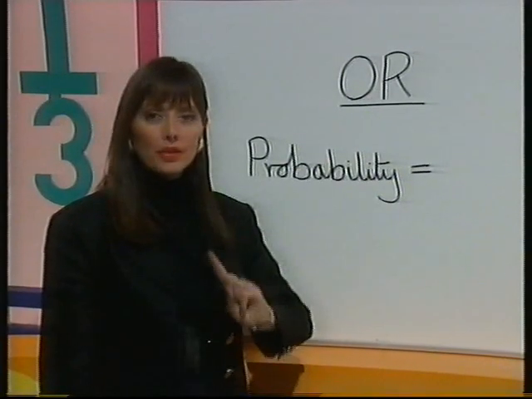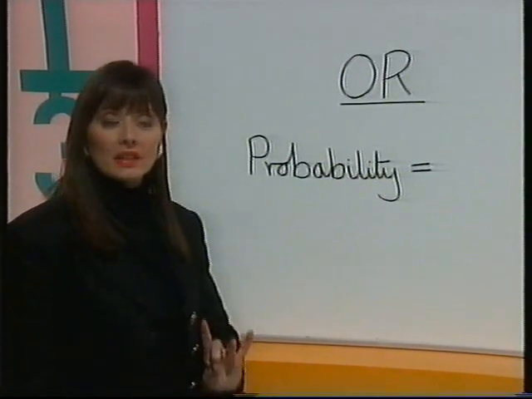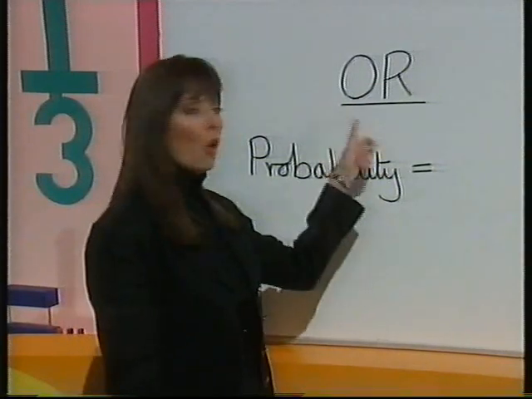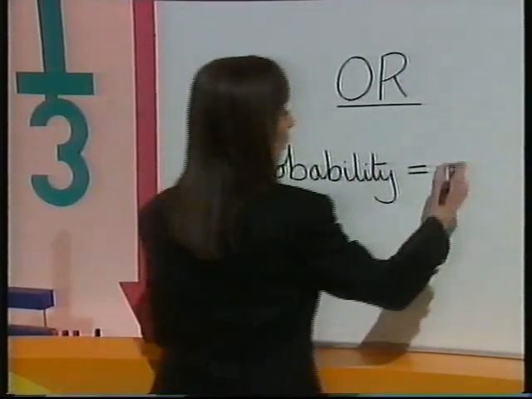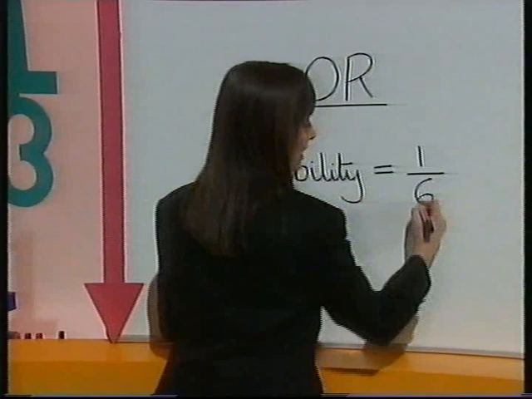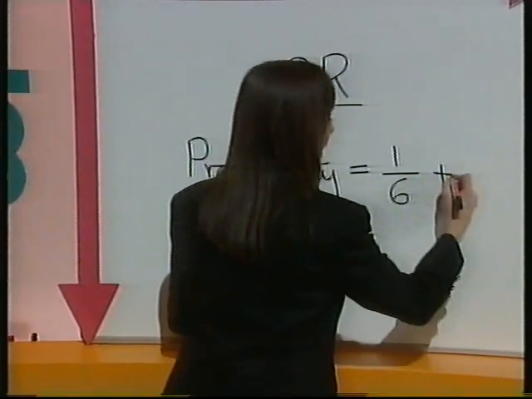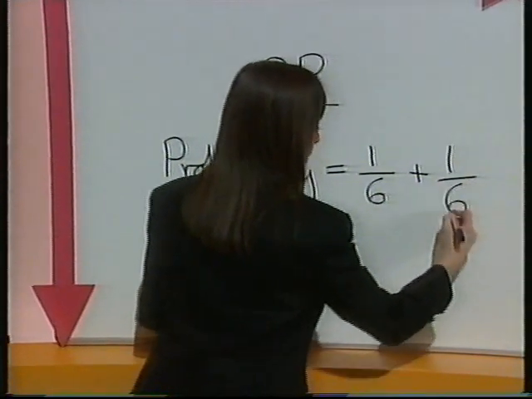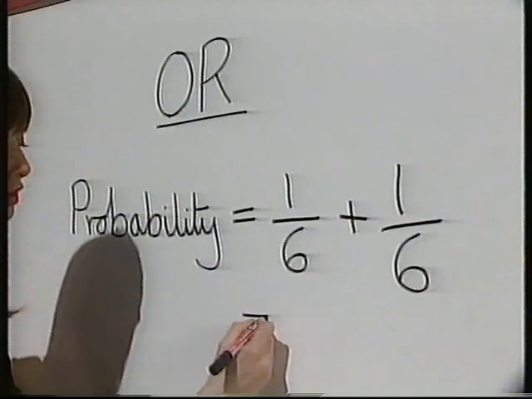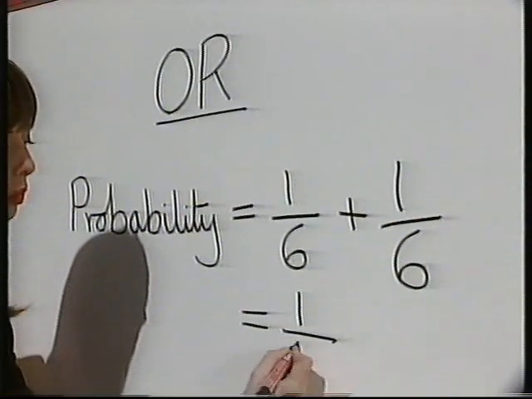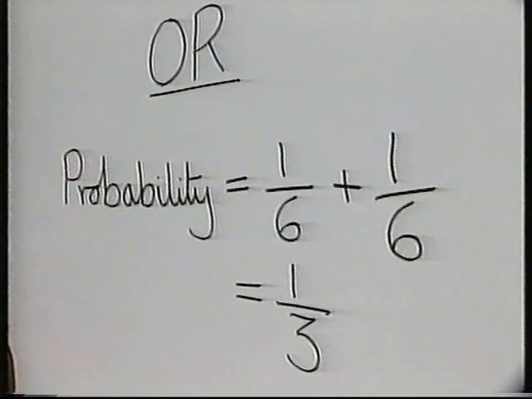If you need to find the probability of one thing or another happening, then you add the probabilities. So on a single throw of the dice, the probability of throwing a 2 or a 3 would be 1/6, that's the probability of throwing a 2, plus 1/6, which is the probability of throwing a 3, which equals 2/6 or 1/3.